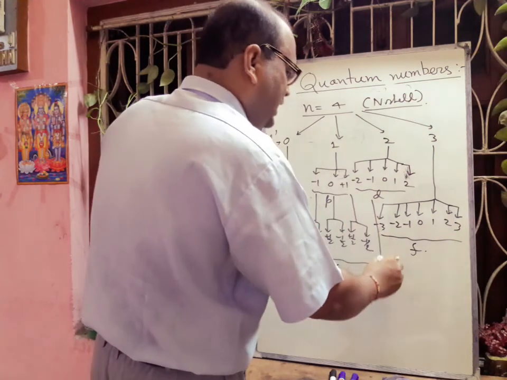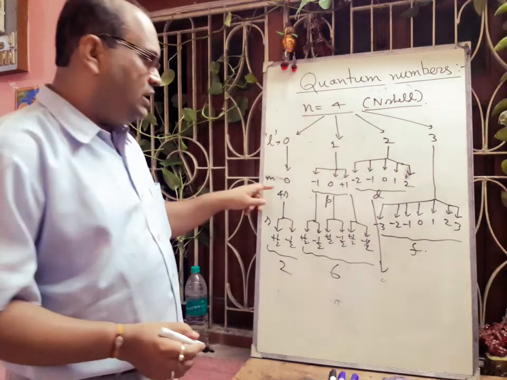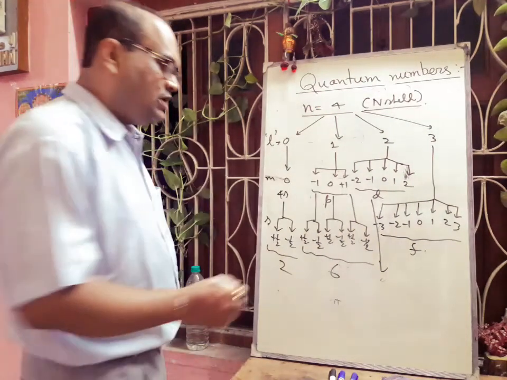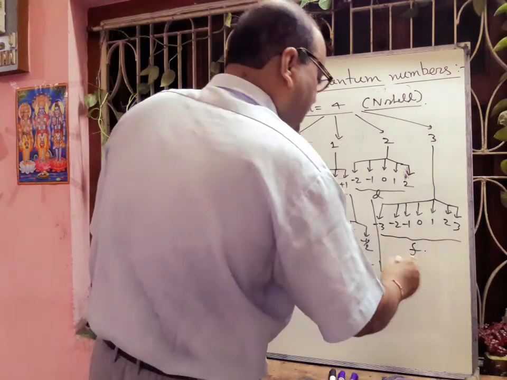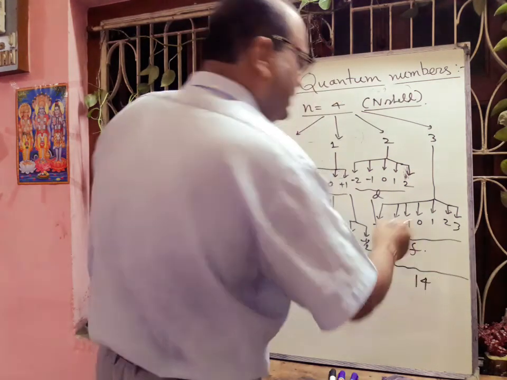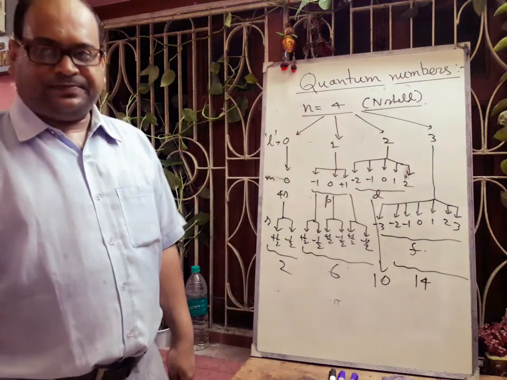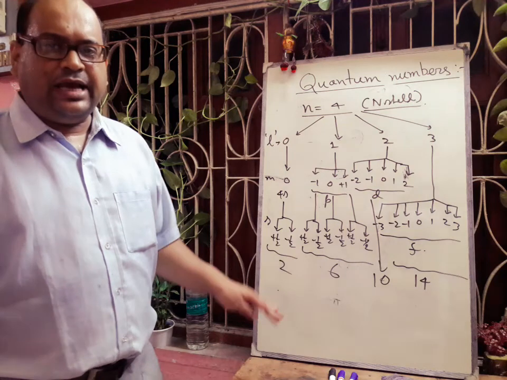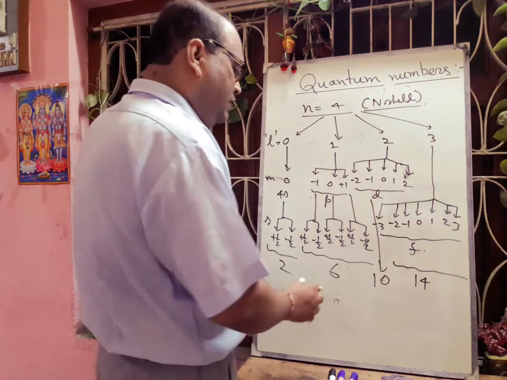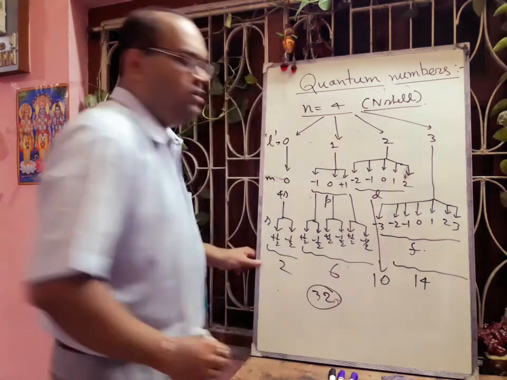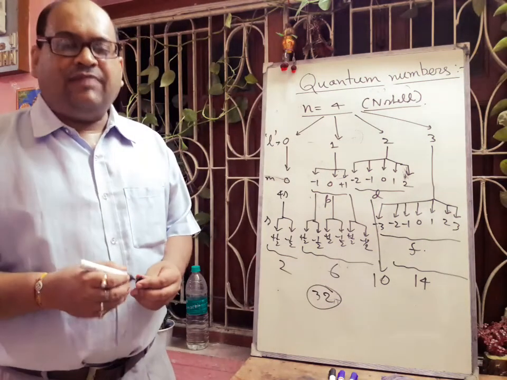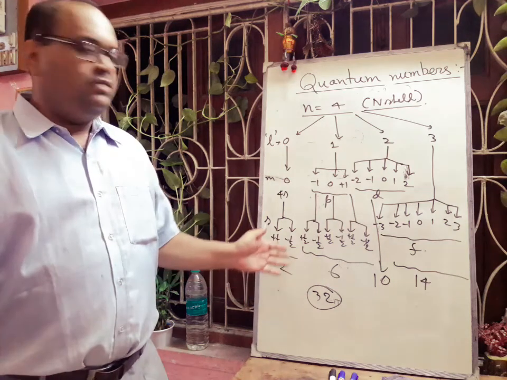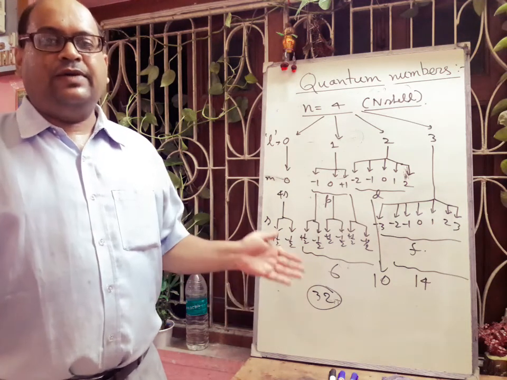If we consider d, each magnetic quantum number will have plus half or minus half. So total 5 orbitals are there, and the total number of electrons will be 10. And in f, the total number of electrons will be 14, as there are 7 f orbitals. So what will be the total number of electrons here? If we add it, we get the value 32. So the maximum number of electrons in the main energy level is 2n square, that is 32 in case of the N shell.